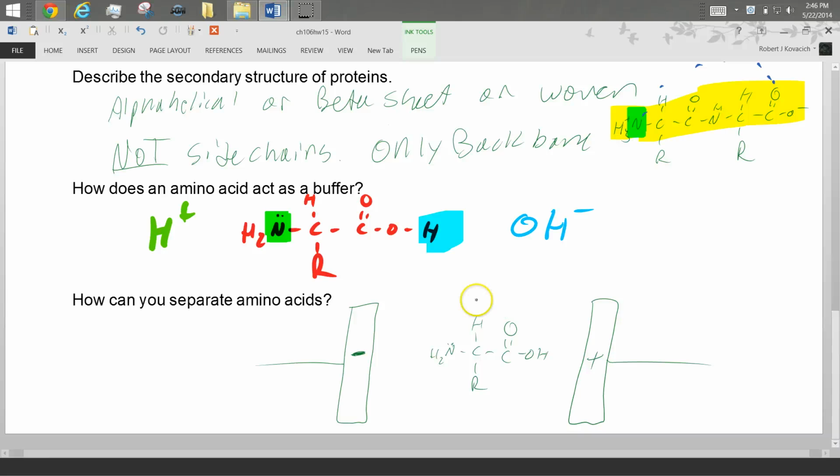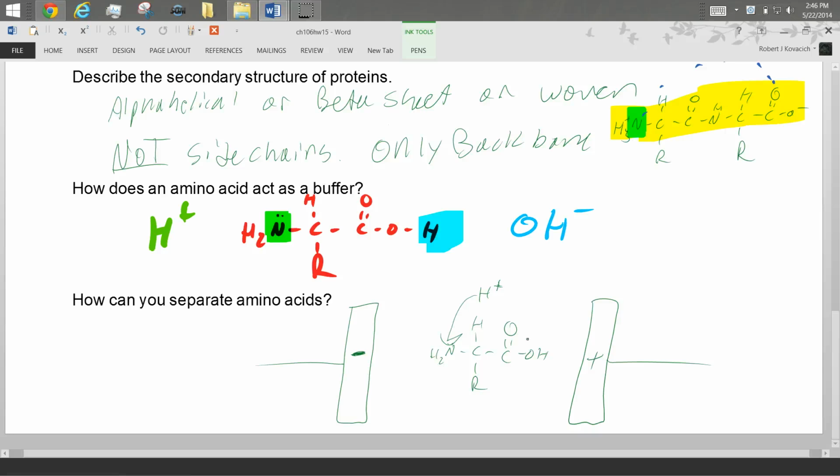So what I could do is, what would happen if I dropped the pH of the solution? So the pH of the solution was, I don't know, 5. I'd have excess H pluses floating around. And what would those excess H pluses do? They would attach to that nitrogen right now. And now this molecule has what kind of charge?